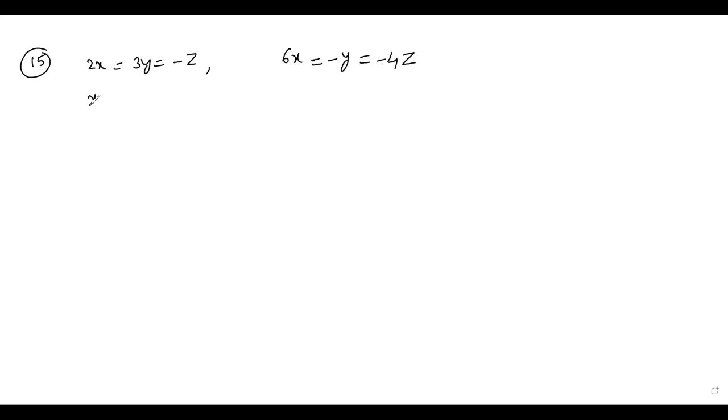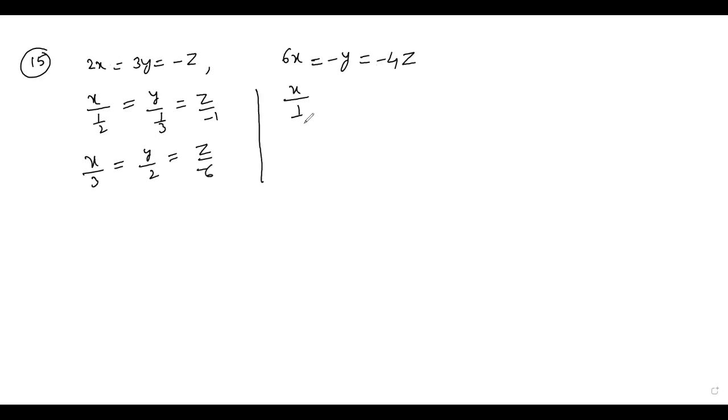Send these over to the denominator: x by 1 by 2, y by 1 by 3, z by minus 1. Now what is the LCM for 2 and 3? 6. How many times multiple? 3 times, here 2 times, here 6 times. Here x by 1 by 6, y by minus 1, z by minus 1 by 4.